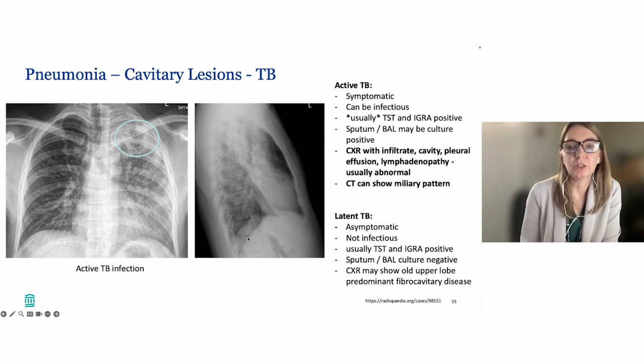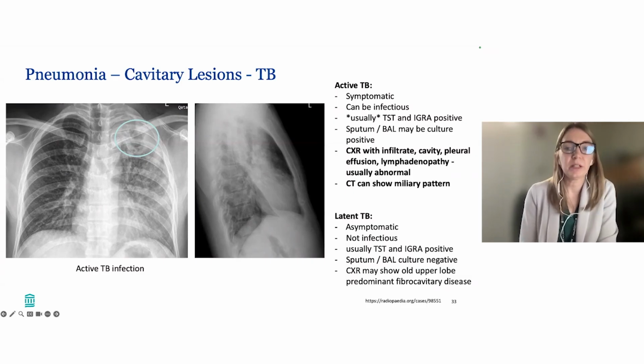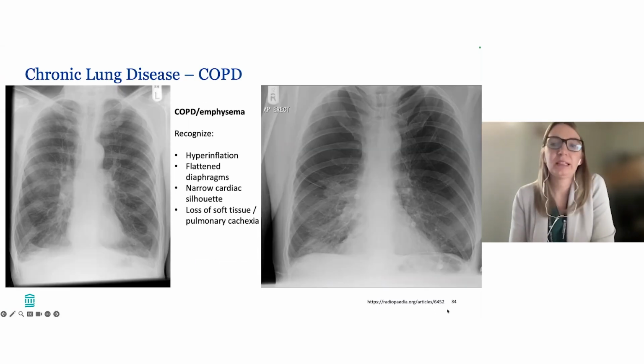Latent TB is generally asymptomatic, not infectious, but also tuberculin skin test and interferon gamma release assay positive. Sputum and BAL will be culture negative, and a chest X-ray may show old upper lobe predominant fibrocavitary disease or may be normal. Now we will move on to chronic lung diseases.